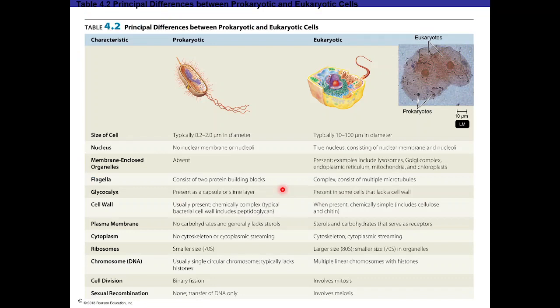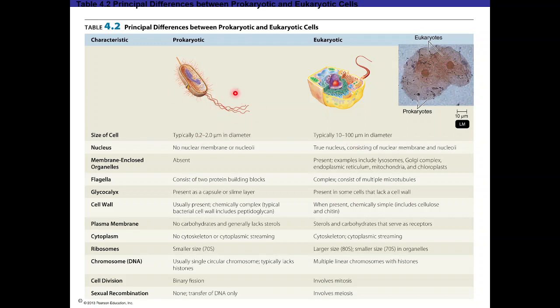So this is a summary of what we saw today. We saw differences between prokaryotes and eukaryotes. Prokaryotes are simpler in general than eukaryotic cells. They are smaller, with a size between 0.2 to 2 micrometers in diameter, while the eukaryotic cells have between 10 to 100 micrometers in diameter.